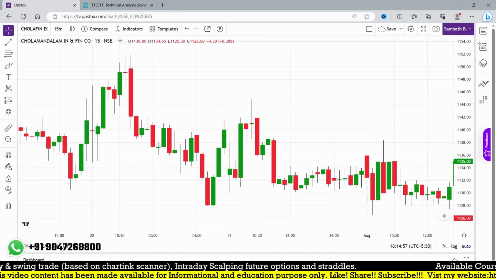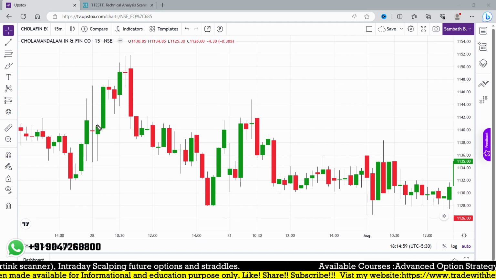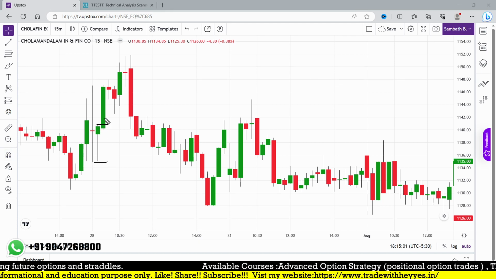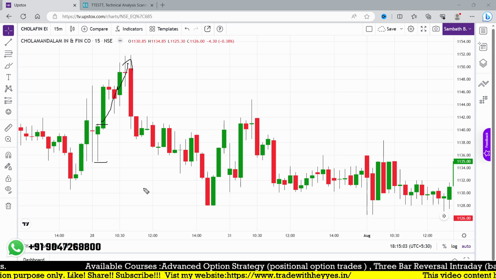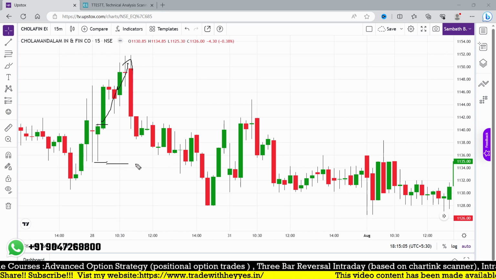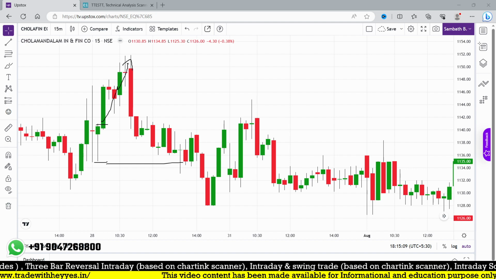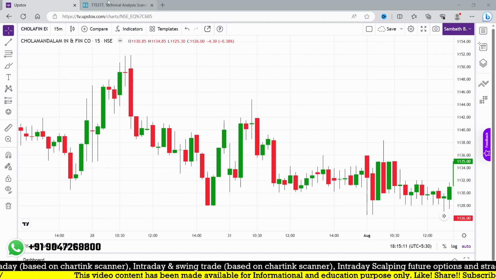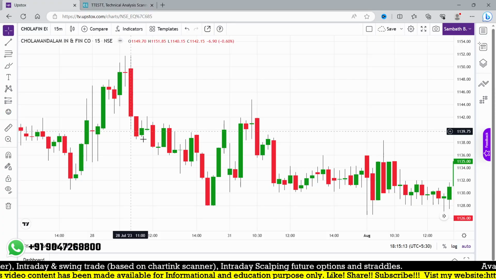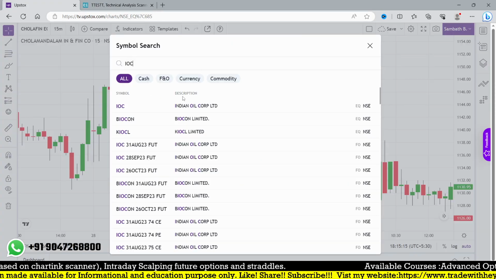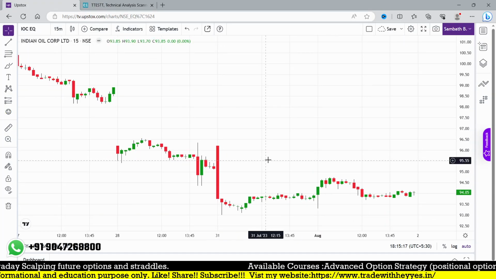Chola Finance, here is some good move. Here you got a second candle and it went higher, so maybe 1:1, and finally it hit the stop loss. After that move it gave you the stop loss, and in the previous trade, after triggering our stop loss, there wasn't a great move. And IOC is a very low value stock, but even so we can check what is happening on IOC.